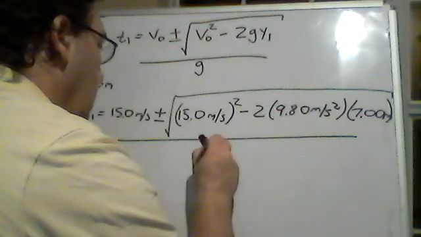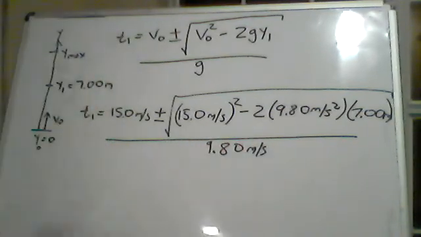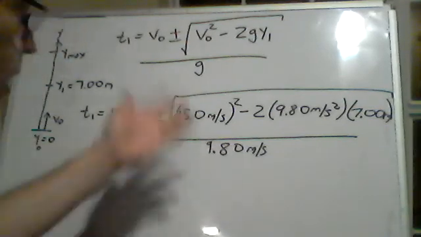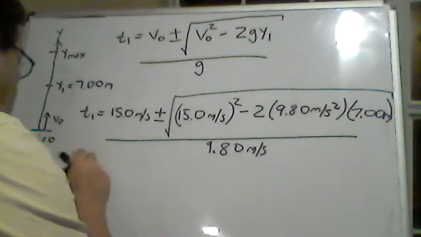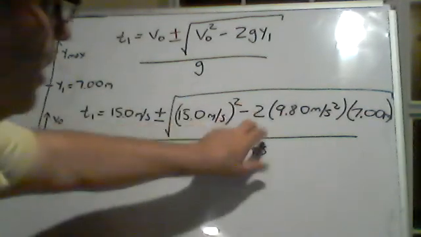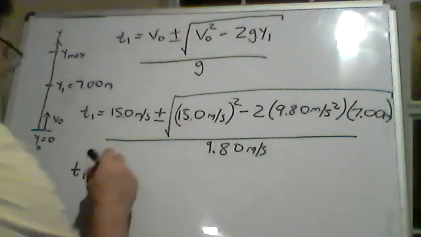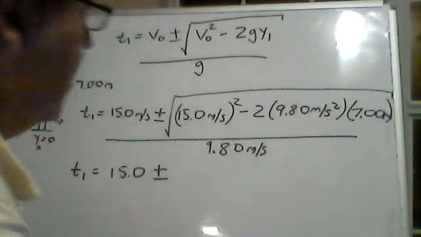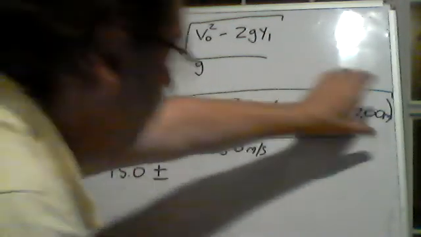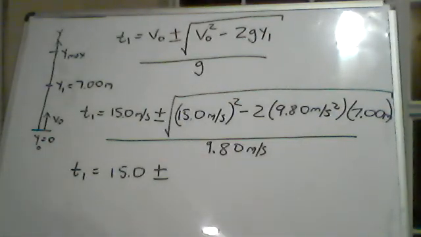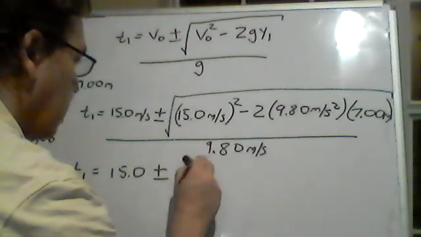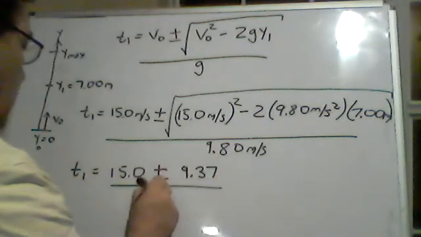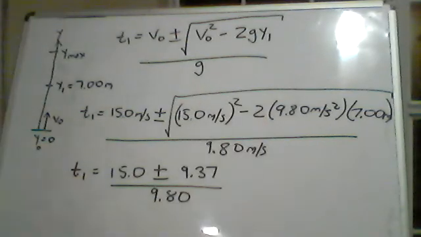Everything is divided by g, 9.80 meters per second squared. Everything being in SI, I should have a time. So 15 squared is 225, minus 2 times 9.8 times 7, and you work all this stuff out inside the radical, called the radicand. You take the square root of all of that, and when you do that, you will find that you have 15 plus or minus 9.37, divided by 9.80. And all that's going to be seconds.